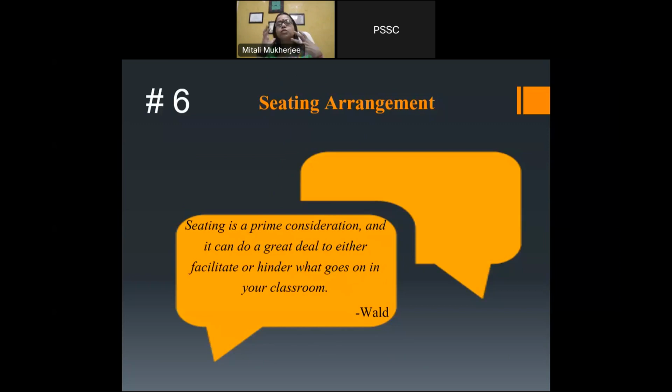You must not go only for the traditional seating arrangement, because it can do a great deal to either facilitate or hinder what goes on in the class. Suppose your teaching seating arrangement is such that you can never move in the class. You can never reach out to the last child who's sitting there. I'm sure the last child will not show so much interest until and unless you use every other technique in the class. So teaching arrangement can facilitate, and it can hinder your session also. So please focus on teaching arrangement.